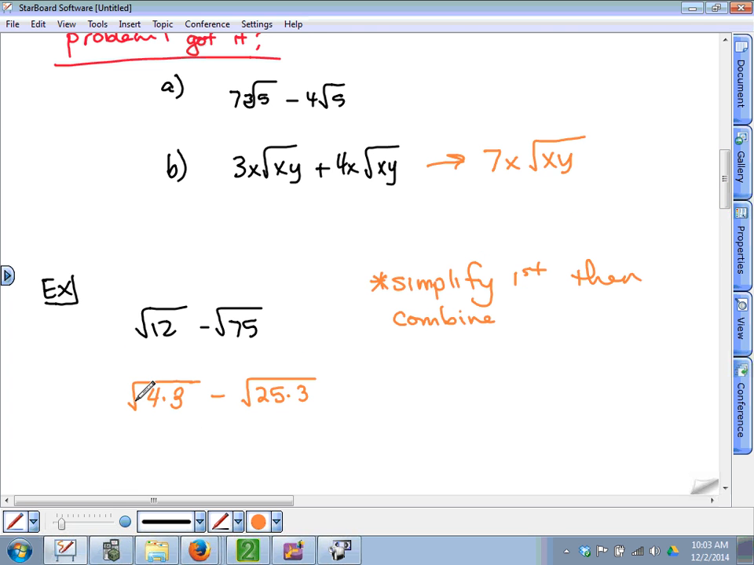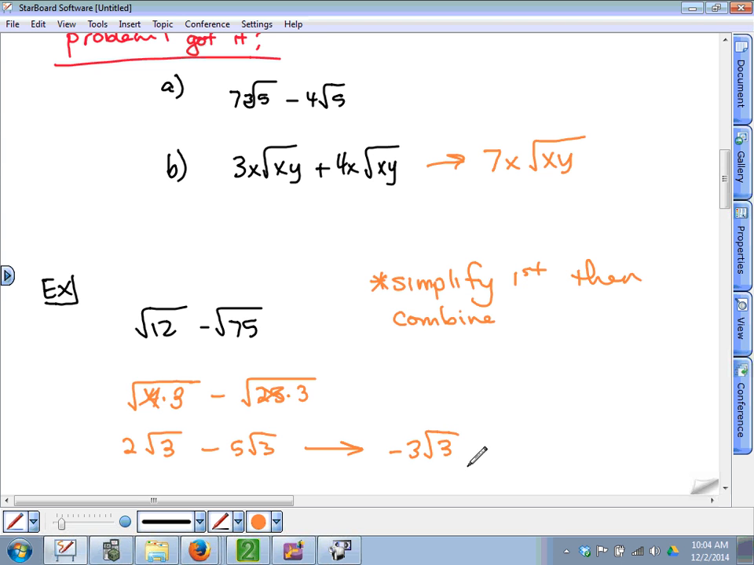All right, keep going. What happens here? Take out the 4 and it becomes a 2. So that's 2 square roots of 3. And what about the 25? Becomes a 5 square root. Oh, nice. This can be done. Oh, ye of little faith. 2 square roots of 3 minus 5 square roots of 3 is negative 3 square roots of 3.